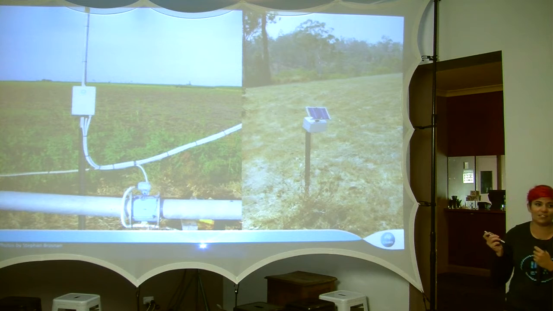So this actually detects water salinity in the ground, and it can help the farmers manage just water usage, saving them money, time, and also water, which is a very valuable resource in this country. So they're really handy things that can be used on farm.